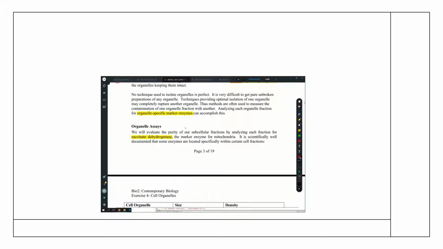No technique used to isolate organelles is perfect. It is very difficult to get pure, unbroken preparations of any organelle. Techniques providing optimal isolation of one organelle may completely rupture another organelle. Thus, methods are often used to measure the contamination of one organelle fraction with another. Analyzing each organelle fraction for organelle-specific marker enzymes can accomplish this. So that's why we're using succinate dehydrogenase, which is a marker enzyme for the mitochondria.